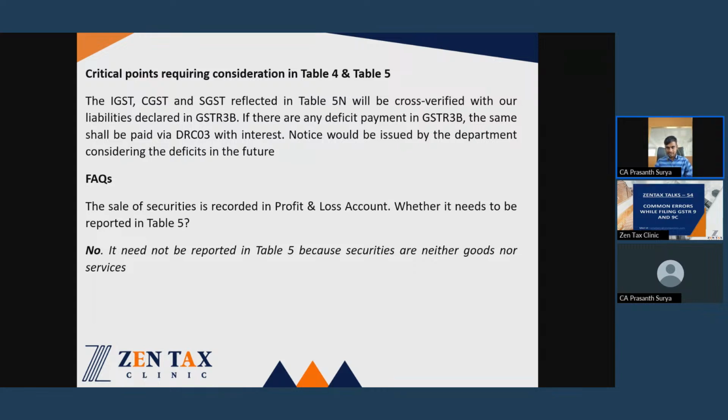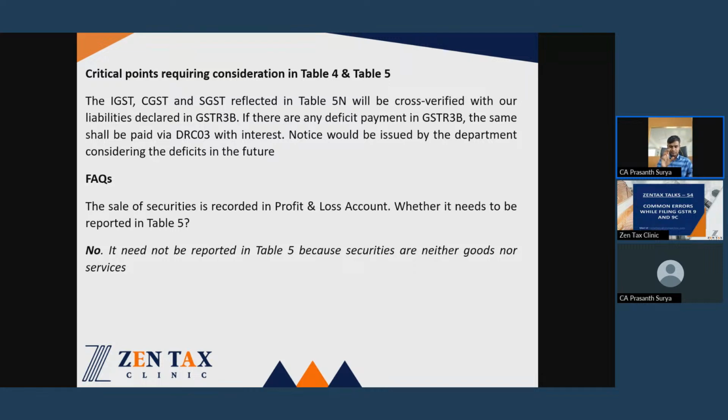See, in earlier years, at least during the initial years of GST implementation, say for example 2017-18, 2018-19 and all, the department was intending to give a relaxation for wrong filing or misreporting in GSTR9. But after 7 years, the department is not at all ready, because any deficiency, they are claiming that we have only admitted the deficiency through GSTR9 and the tax should definitely be payable. So therefore, please note these critical points before filing GSTR9.